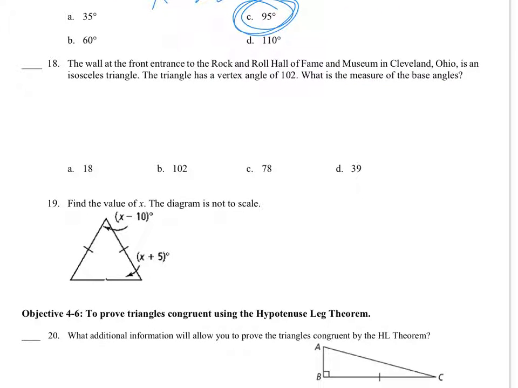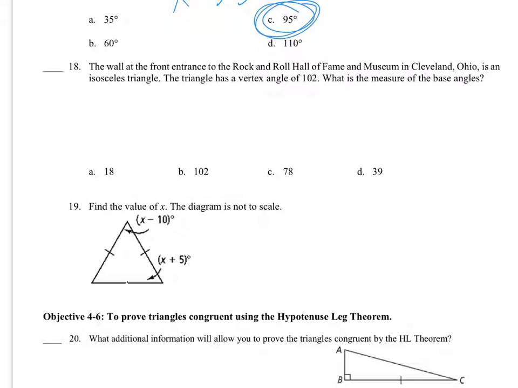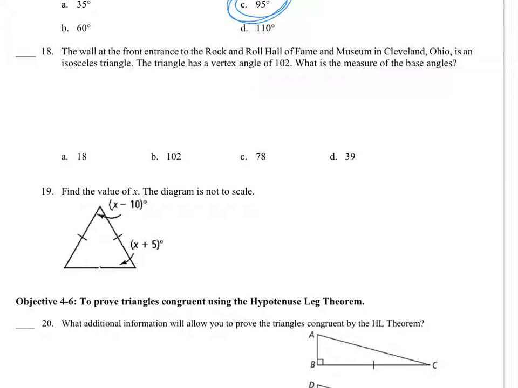Next. The wall in front of an entrance to the Rock and Roll Hall of Fame, that's a lot of information I probably don't know, is an isosceles triangle. That's all I really need to know there. Isosceles triangle. So I'm going to just do that. Isosceles means two sides are congruent. The triangle has a vertex angle of 102. What are the base angles? Base angles are the angles that are congruent to each other. So these two are congruent.